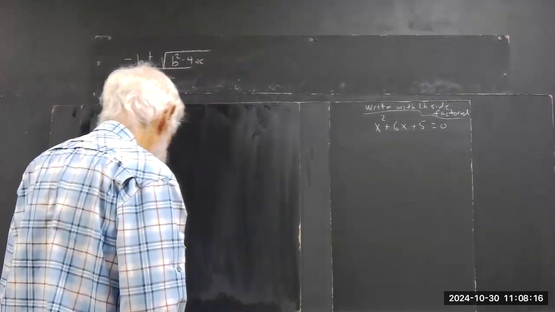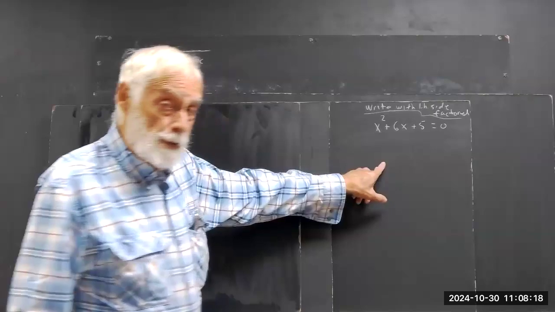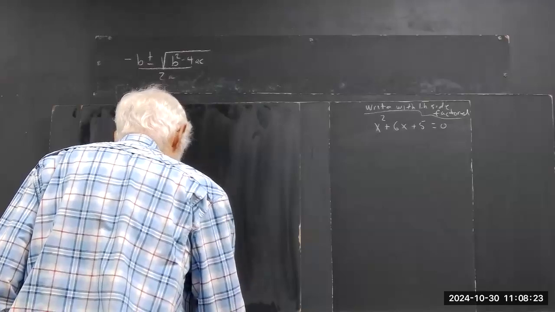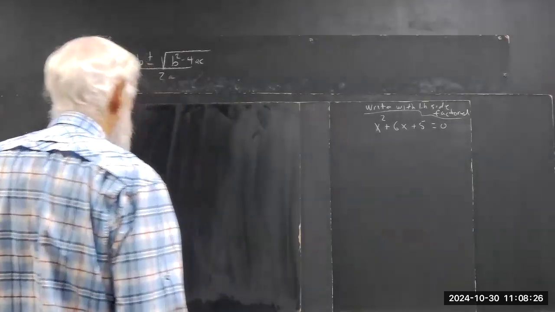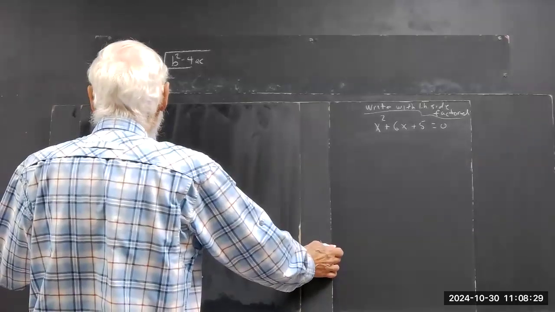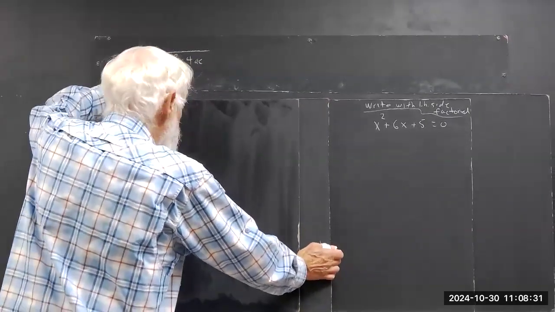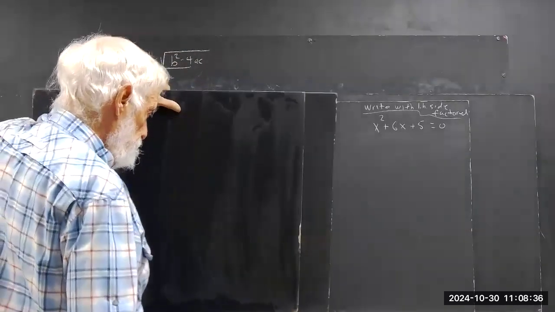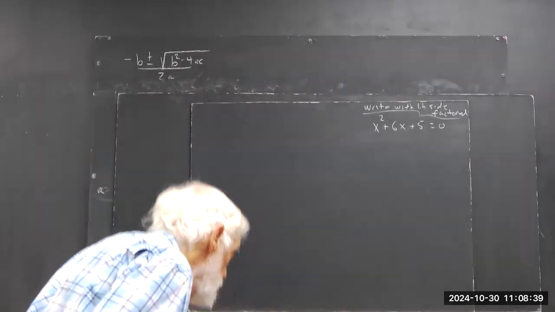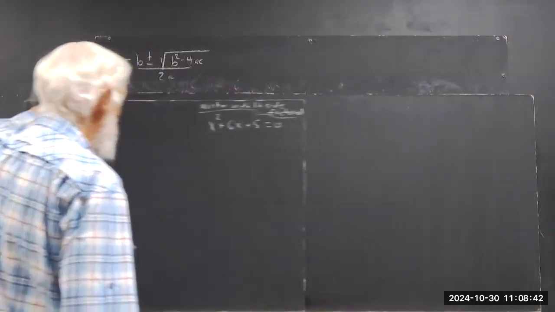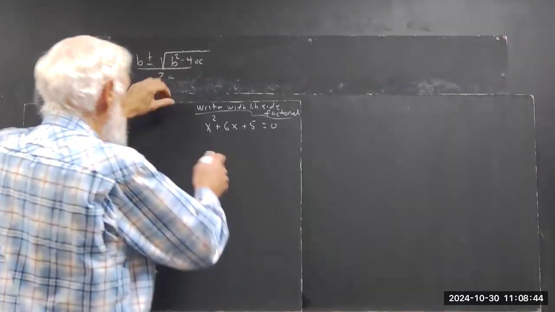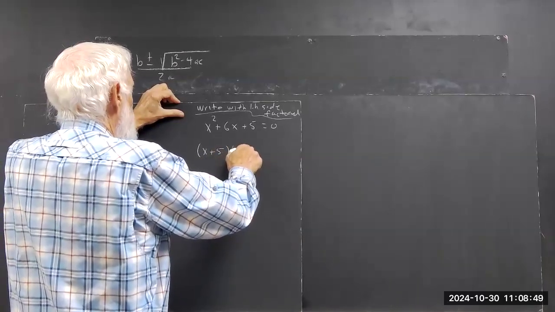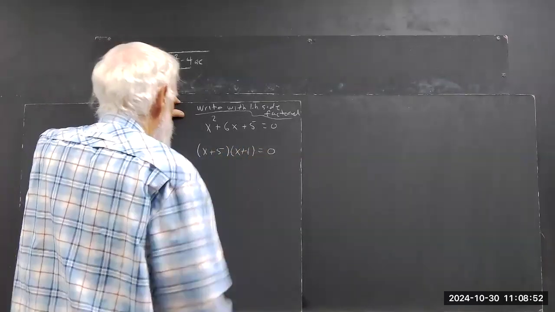Okay, so we have this equation. And all I asked you to do with the equation at this point is just factor the left-hand side. And of course, nobody had any trouble with that. Okay. So we factor this to x plus 5 times x plus 1 equals 0. Agree?